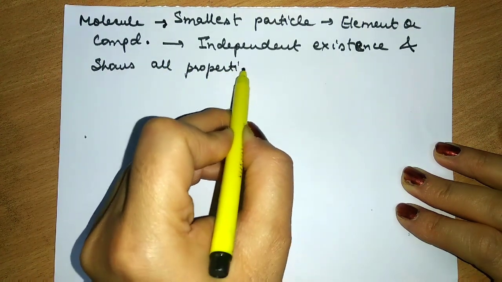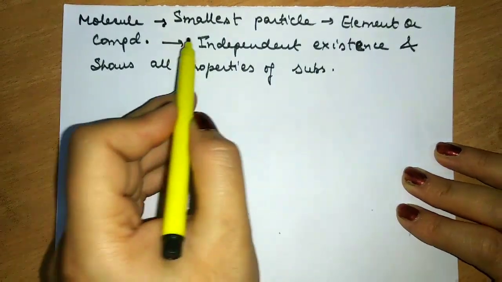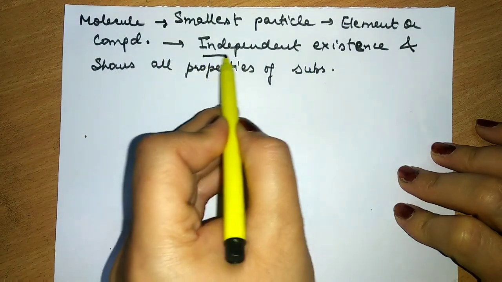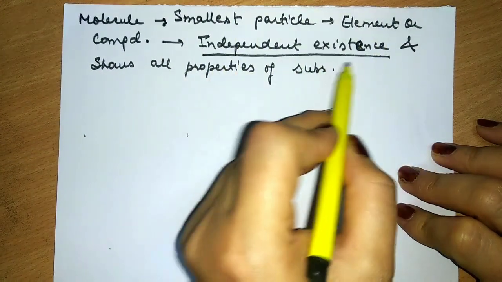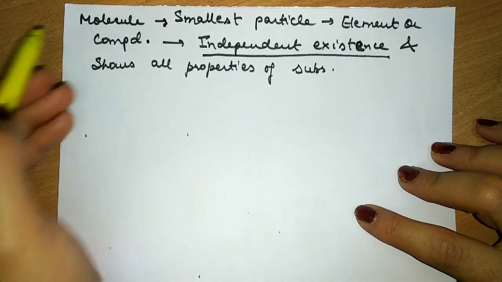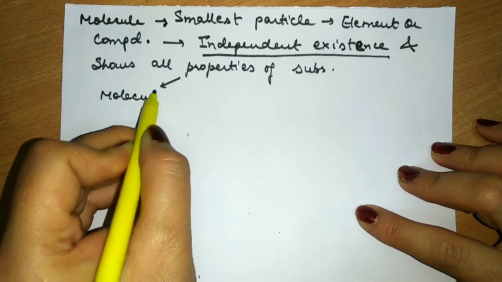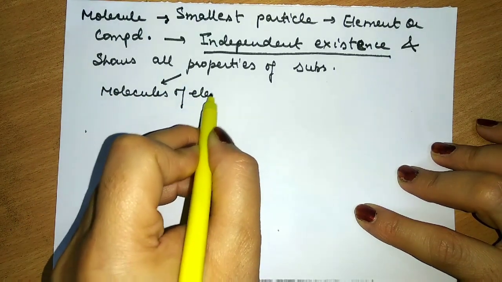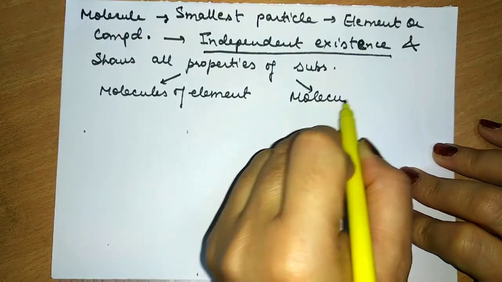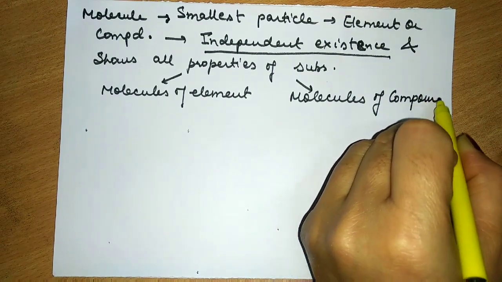It shows all properties of substance. So if I talk about molecule, I say that it is the smallest particle of element or compound which has independent existence. This point actually differs this molecule from an atom. So now we'll be having two types of molecule: molecules of element and molecules of compounds.